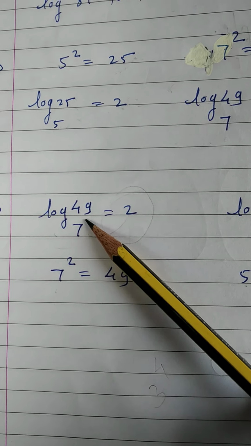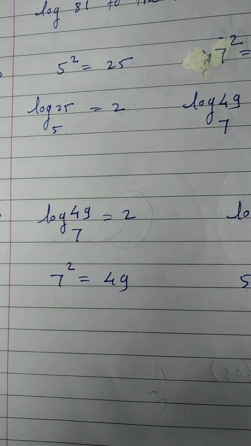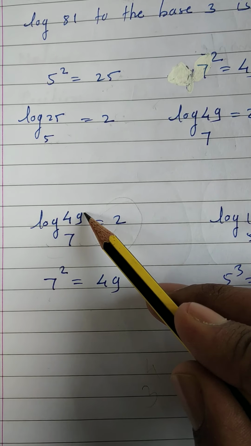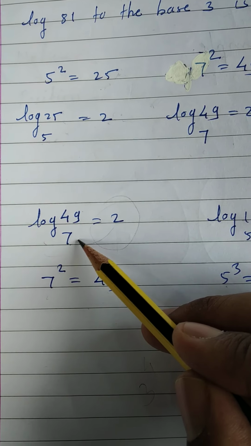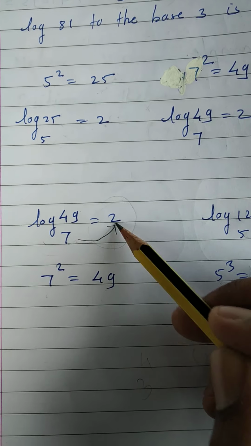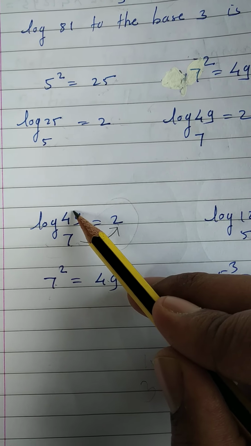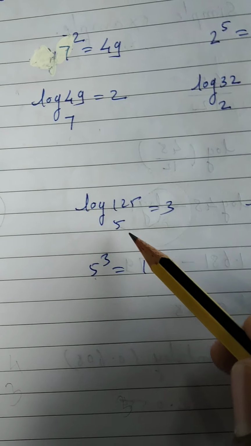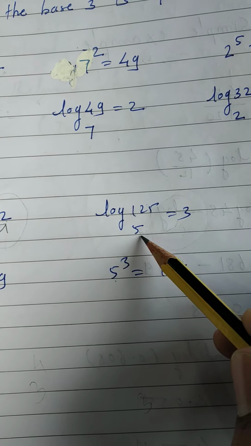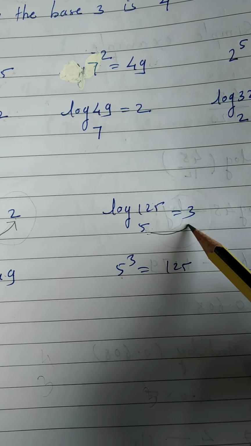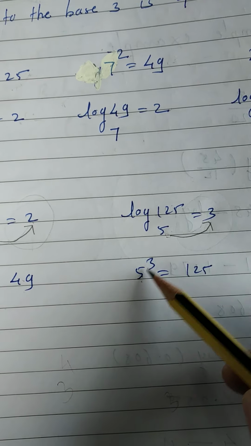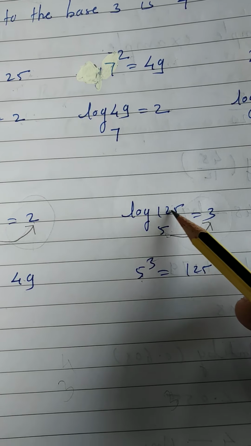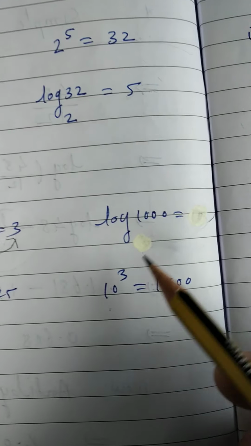If you are given the logarithmic form, how to convert into exponential form? It's very simple. Log of 49 to the base 7 is equal to what? 2. कुछ नहीं, ये 7 यहाँ लेके जाओ. It will be the base. तो 7 raised to 2 is equal to 49. ठीक है. Next also same. यहाँ पे log of 125 to the base 5 is equal to 3. So take this 5 over here. This 5 becomes the base. So 5 raised to 3 is equal to what? 125. I hope you are getting this.